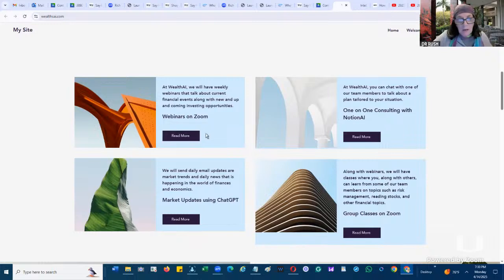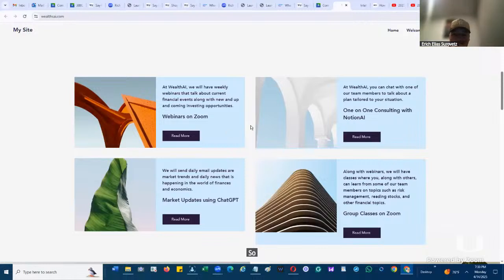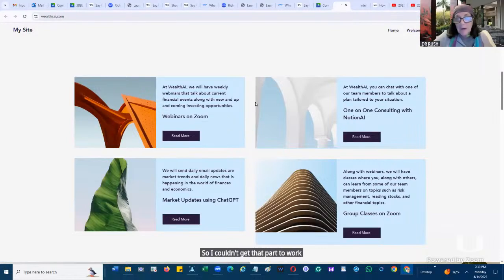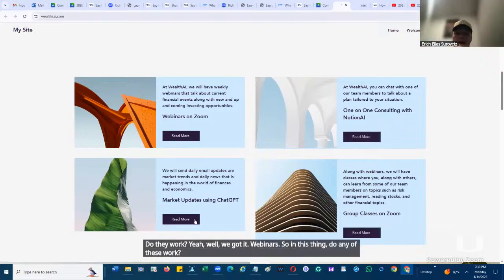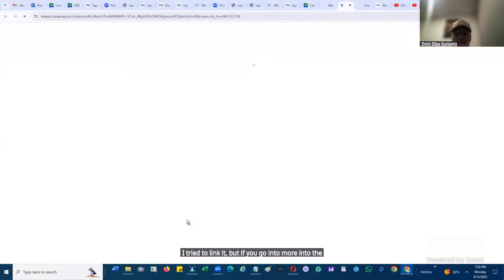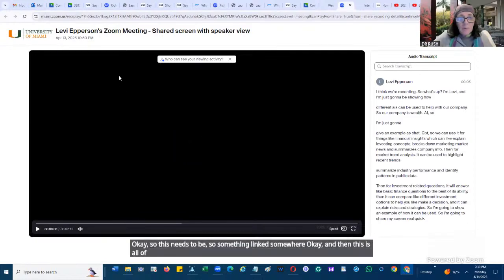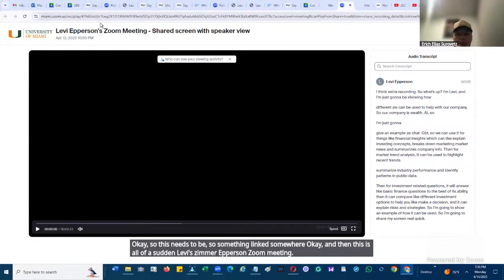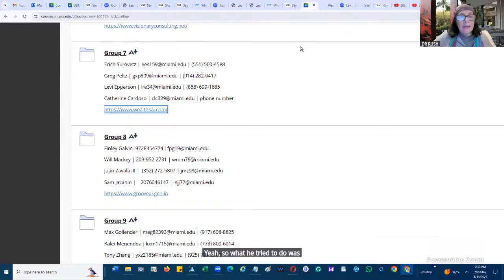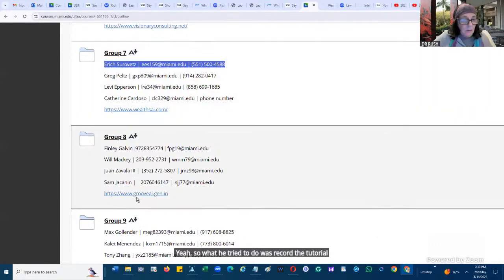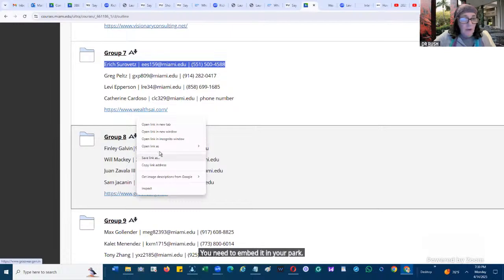Do they work? I couldn't get that part to work. If you go into more, at the top right, click on services, something needs to be linked somewhere. Okay, and then this is all of a sudden a Zoom meeting. What he tried to do was record a tutorial. Okay, so you need to embed it in your part. So let me go here, open in new tab.